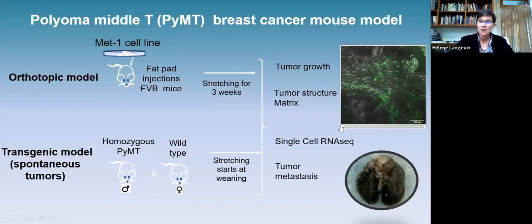And now the other thing that we really want to look at in this model is tumor metastasis. These cells are very aggressive and they start showing metastases as early as, this is now the orthotopic model, three weeks after injection of the cells. You already start seeing metastases in the lung. So we're going to be looking at the lungs very carefully to see whether there is any difference in metastases. And so far we're not seeing any increase, which is a really good thing.